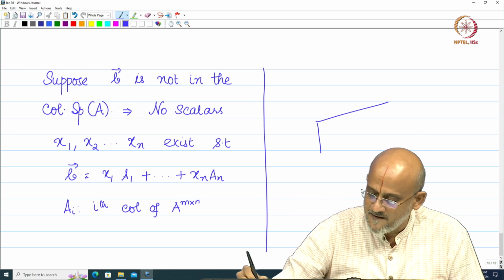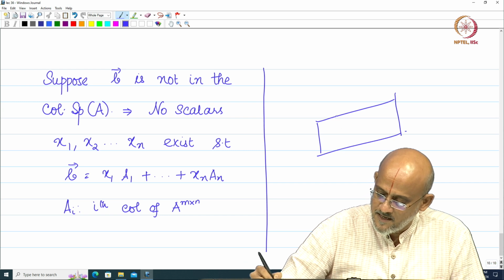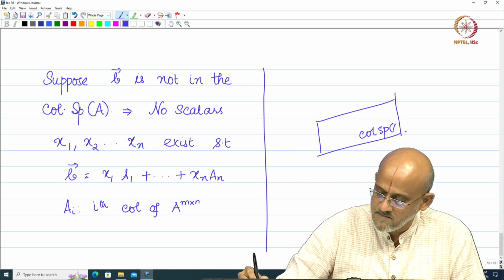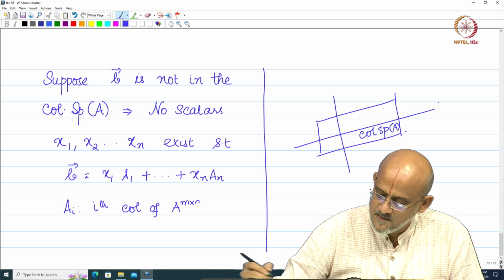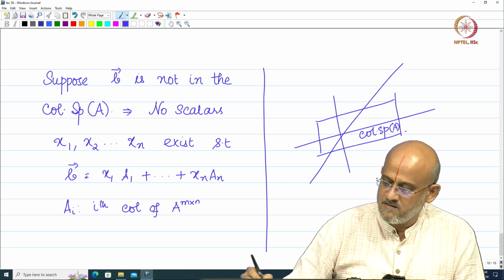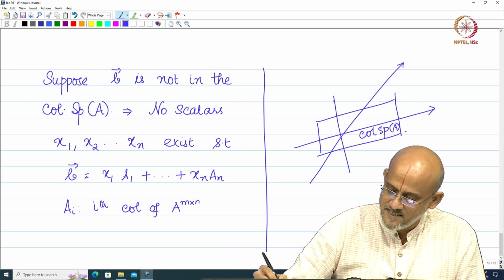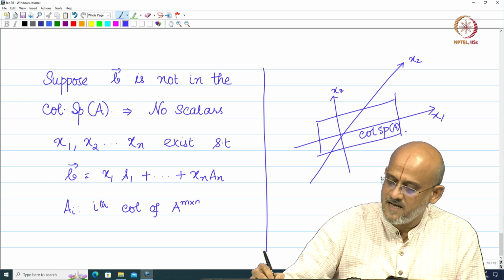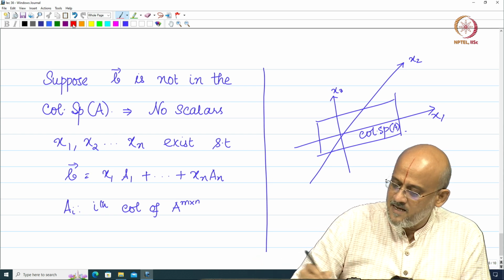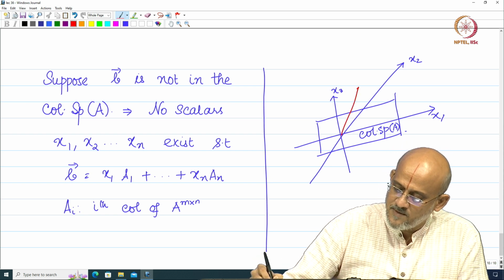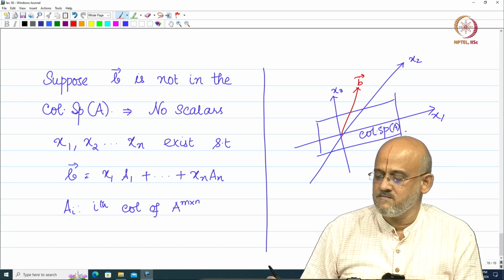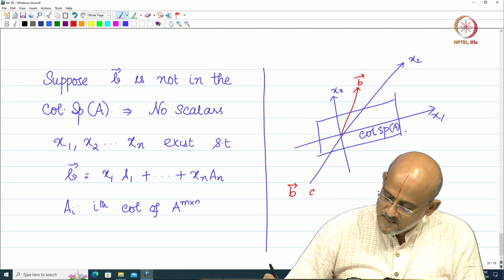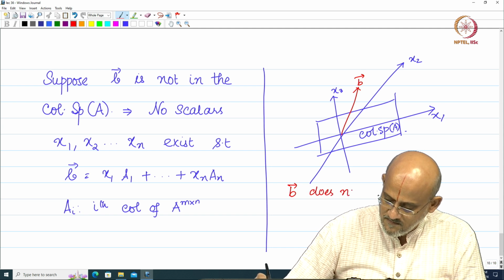Say, for example, let us say this is my column space of A. Let us assume that this is my x1, x2, x3 axis. I have this to be my column space of A, and I have this vector B which is here. That is exactly what we said. So now B does not belong to the column space of A.